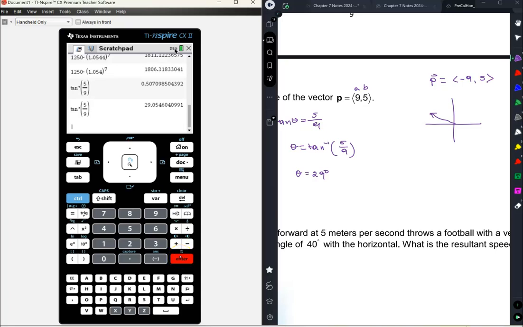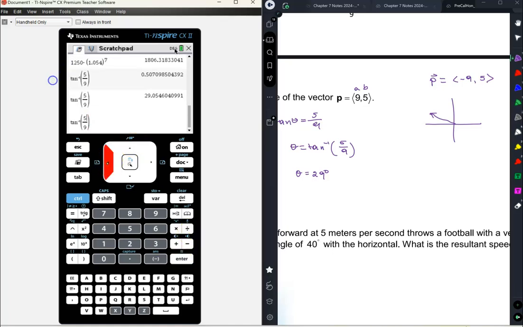And you know 29 degrees is not what the answer is, right? So you have to account for that. Now, suppose you did negative 5 over 9. Now you get negative 29. Where does negative 29 point? In the fourth quadrant. This is still not what you want.